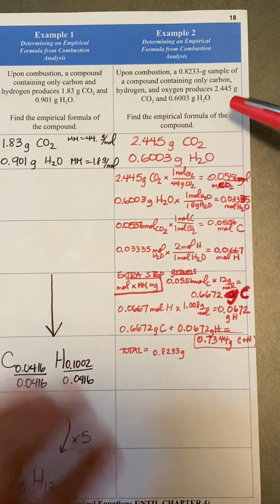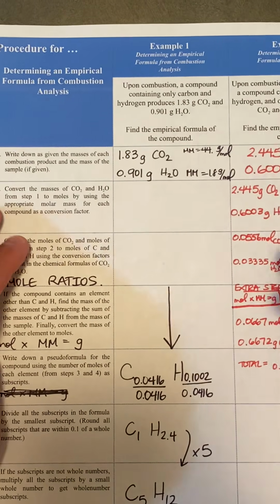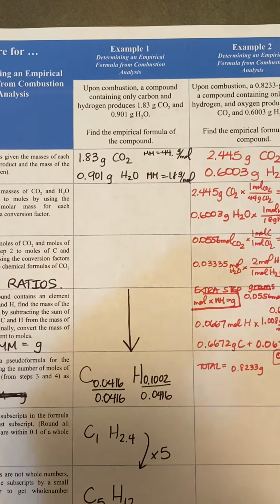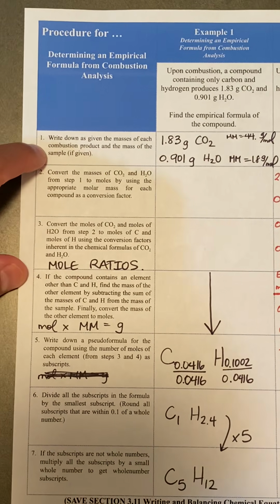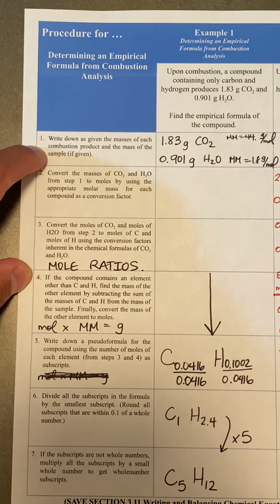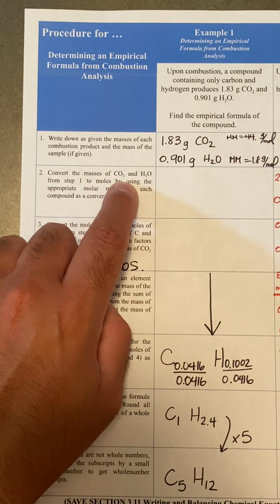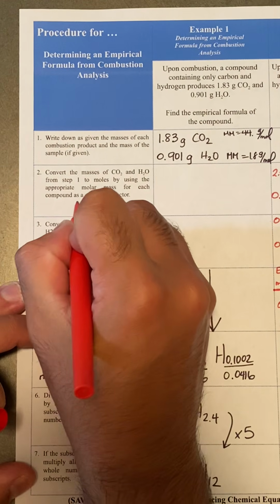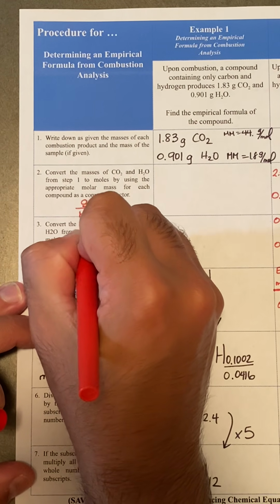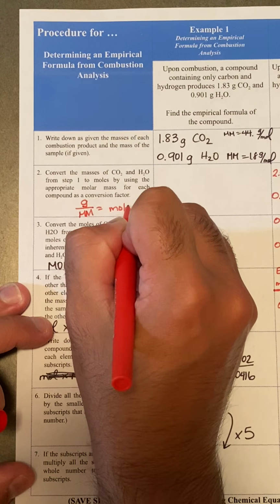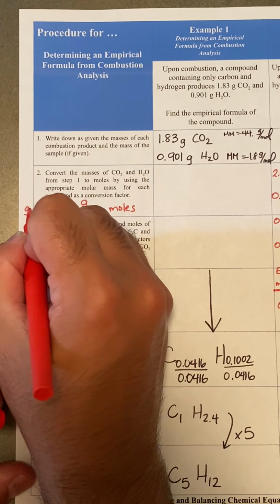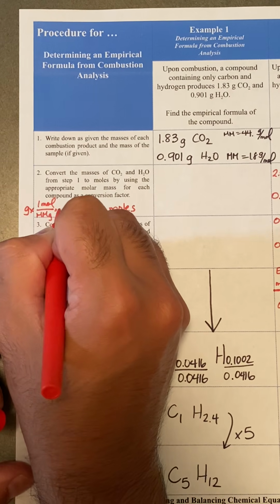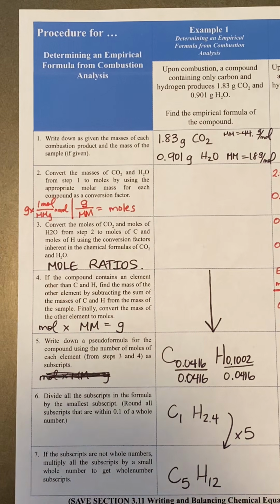So in combustion analysis, we use the products of combustion, which is carbon dioxide and water, to help us figure out an empirical formula. And here's the procedure. You write down the given masses of each combustion product, which would be carbon dioxide and water, and convert the masses of carbon dioxide and water to moles. Now remember, to go from grams to moles, grams divided by molar mass is equal to moles. Or I like to do dimensional analysis, so grams times 1 mole over molar mass grams equals moles. Same thing, and you'll see that I did that.